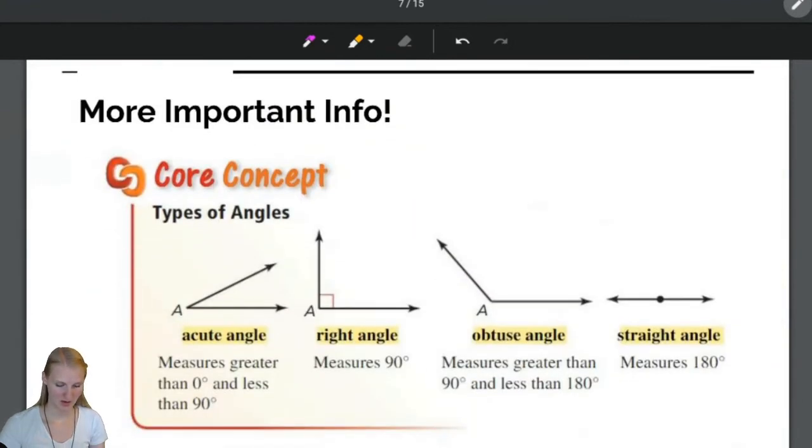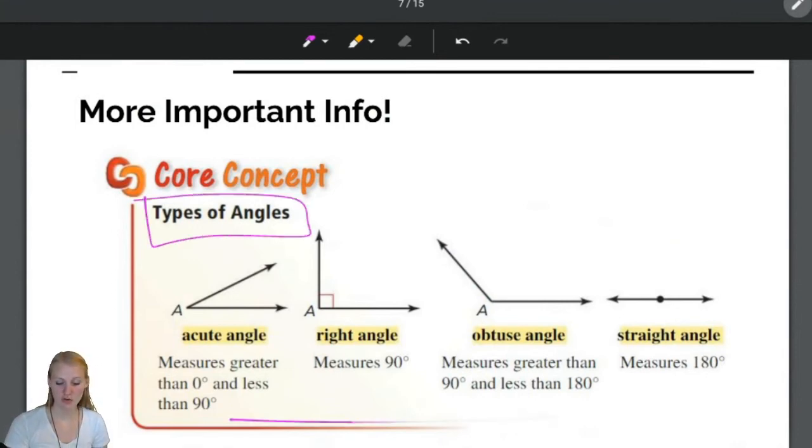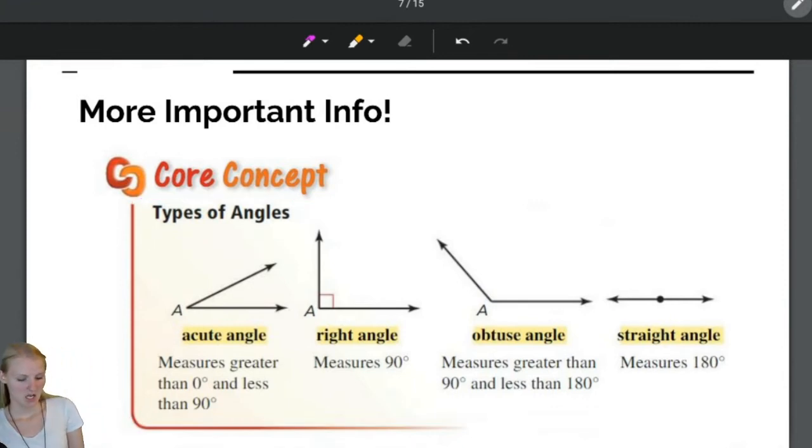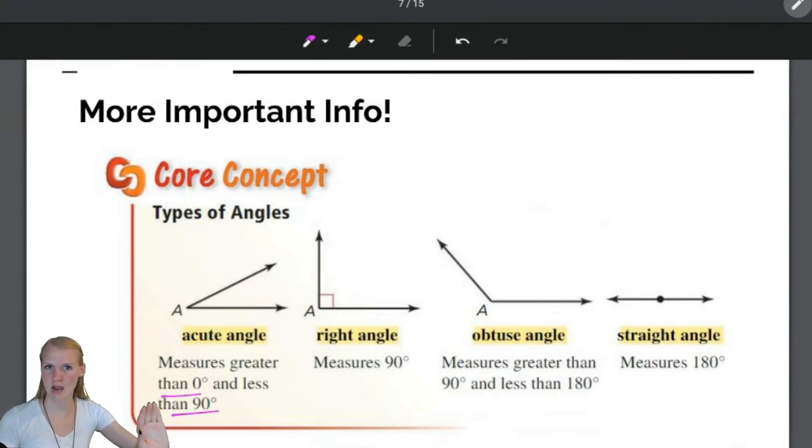Let's classify angles, shall we? So the types of angles, maybe you've seen this before, maybe you haven't. I don't know, so I'm going to walk you through it. Acute angles measure greater than 0 but less than 90. And of course, all angles are greater than 0, right? Until you get to pre-calc, then you can have negative angles. But right now, we cannot have negative angles.